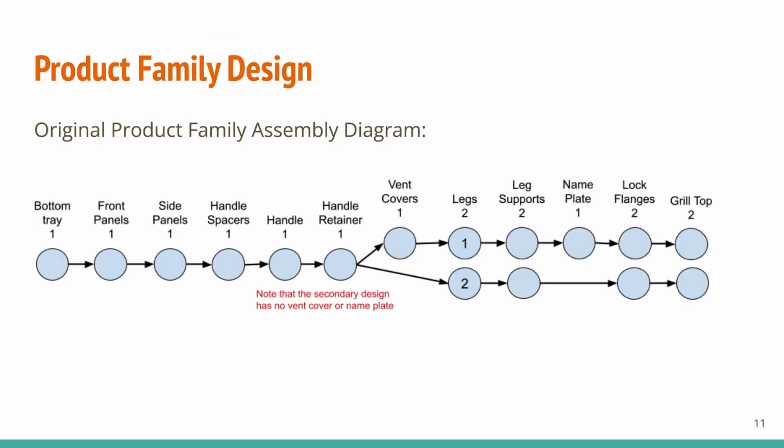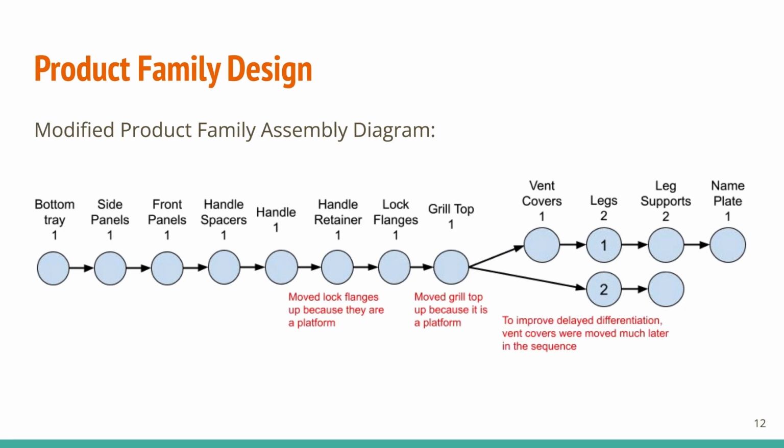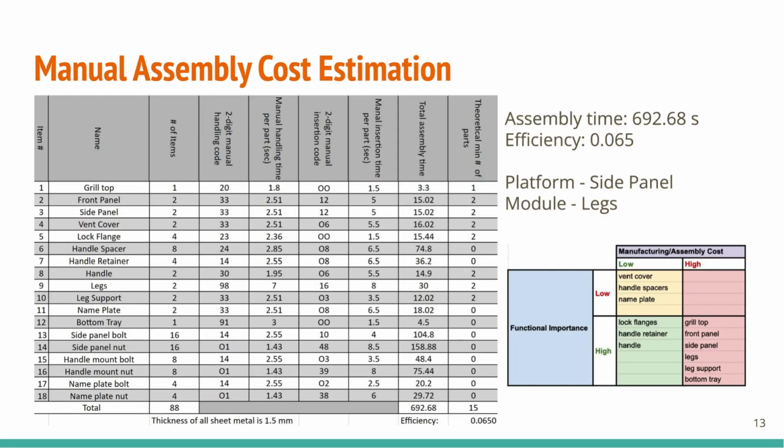For the product family design, we have our original assembly diagram, and it was important to note here that the secondary design has no vent cover or nameplate. For our modified assembly diagram, we have moved our locking flanges and grill top earlier in the sequence because they are a platform, and then we have improved our delayed differentiation by moving the vent covers much later in the sequence. So now we'll move on to design for manual assembly with a quick cost estimation.